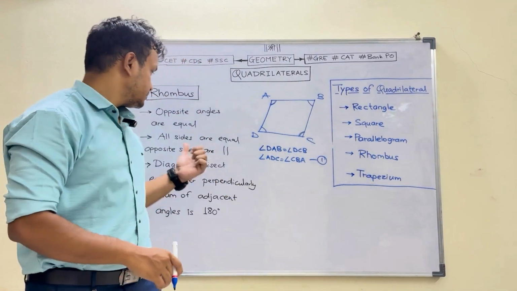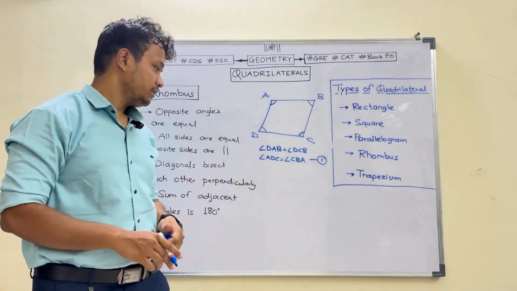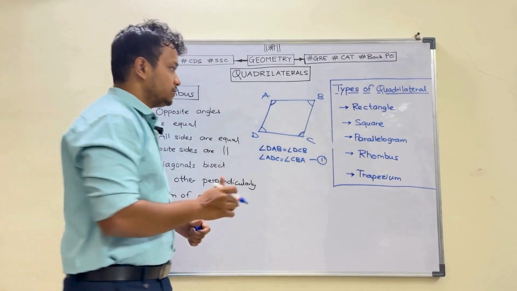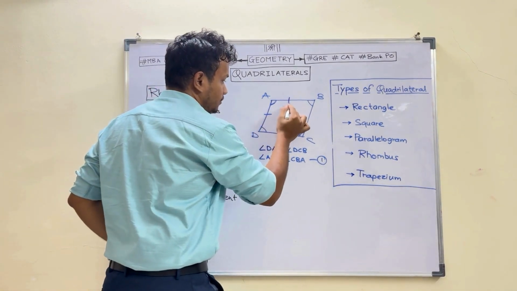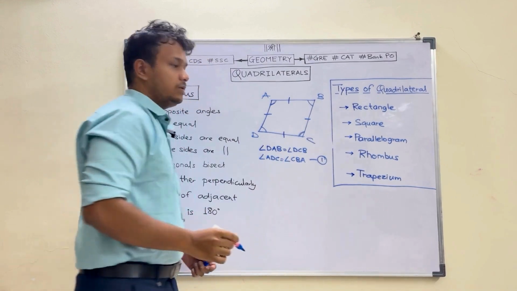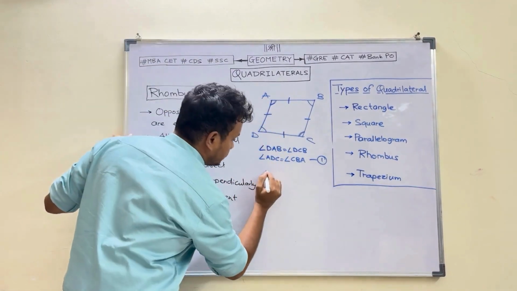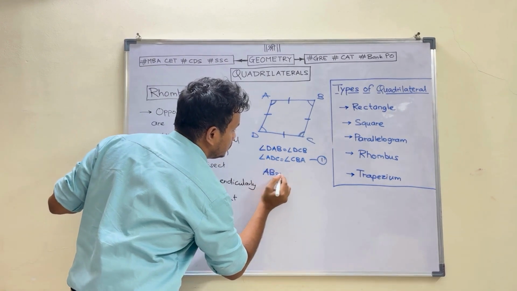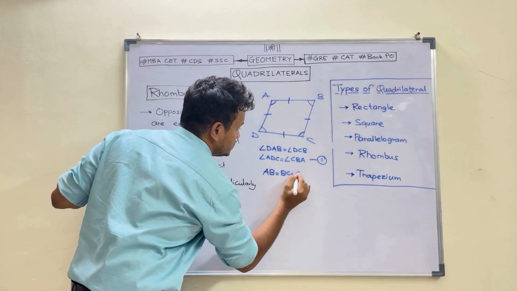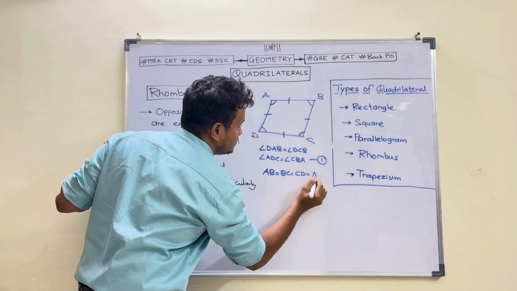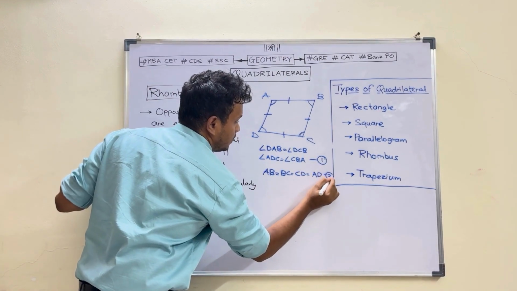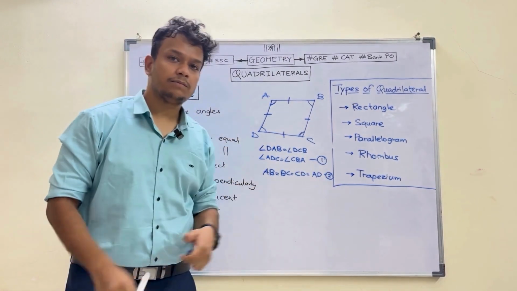Now let's look at the second property. All sides are equal and opposite sides are parallel. So these sides of the rhombus, all of them are equal, correct? So I can just note it here, AB side is equal to BC side is equal to CD side is equal to AD side. All of them are equal. So this is my second property.